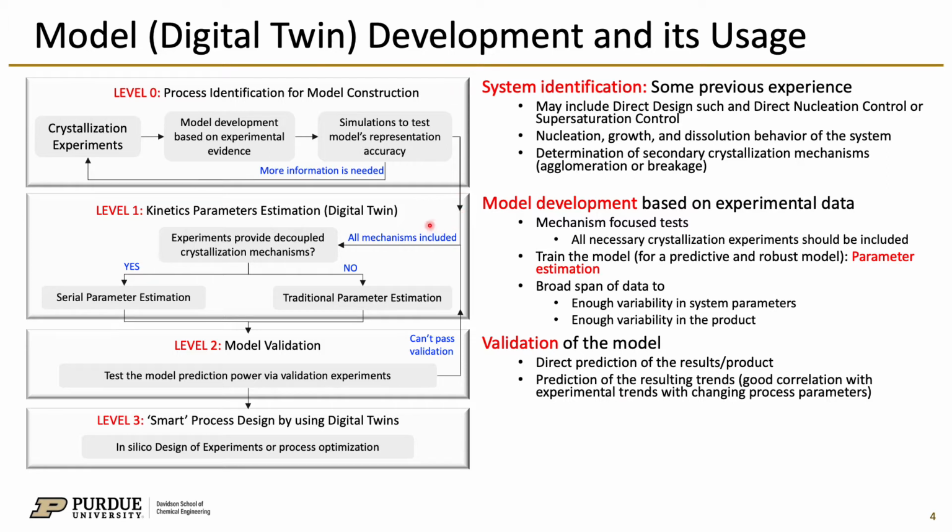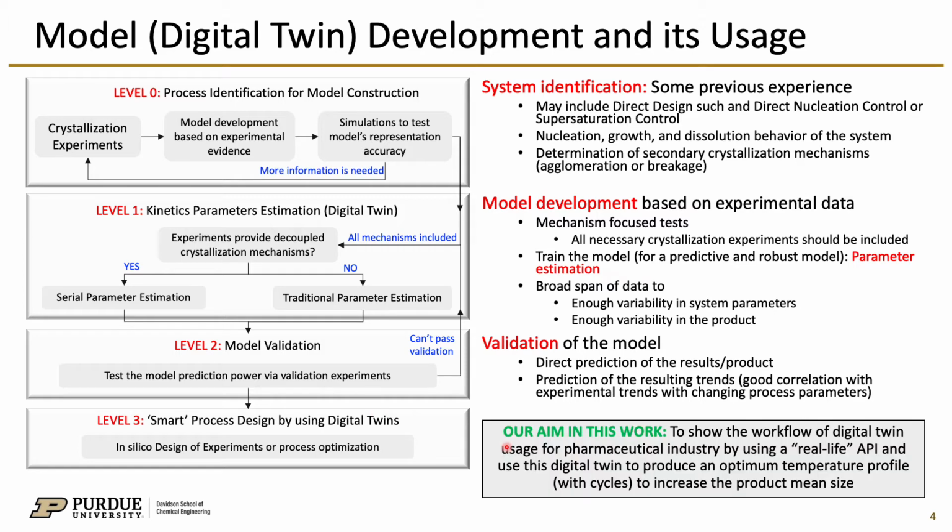Then, by using the experimental data and information for model development, parameter estimation is done as model training to have a predictive tool whose performance then is validated by additional experiments. If the model is accepted after validation, it can be used as a digital twin for in silico design of experiments or process optimization, which is subjected to further validation later. Here, our aim is to demonstrate this workflow for a real-life active pharmaceutical ingredient to optimize its crystallization process.